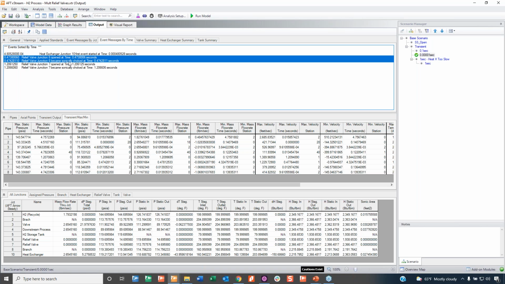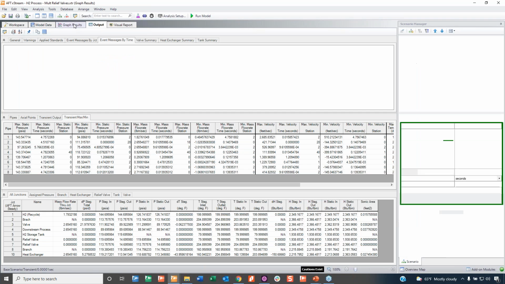Something of note also in these lines is that it'll warn you when something's become choked. So in this case, the relief valves open and immediately become choked. And the same was true at 0.1 seconds and will also be true at the 1 second closure. So let's go look at our graphs.